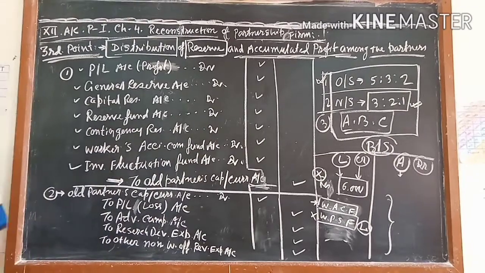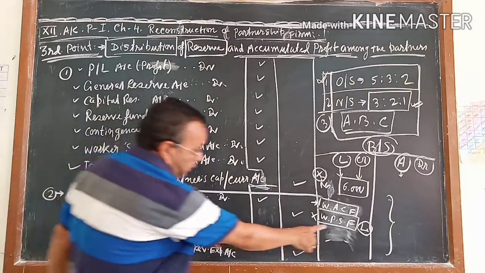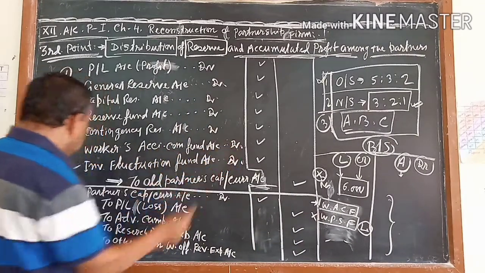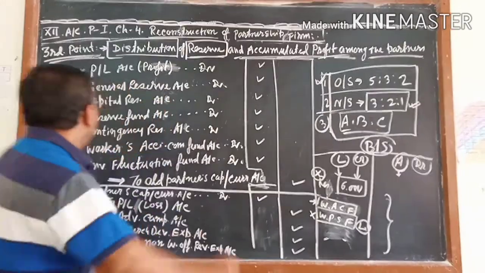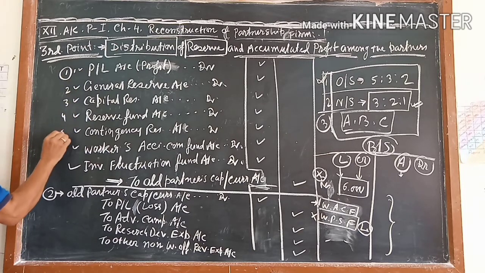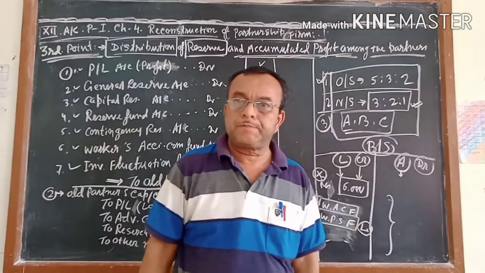The things that I just now told you. See, worker profit sharing fund is not given here. Here it is given: worker accident compensation fund account, debit; investment fluctuation fund account, debit. These are all the money. This is 1, 2, 3, 4, 5, 6, 7. Whose money is this all? The owners' money, the partners' money.